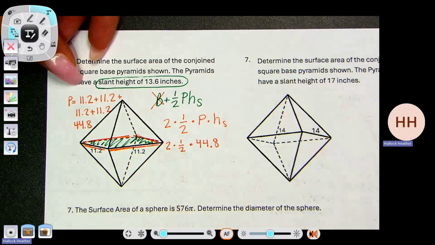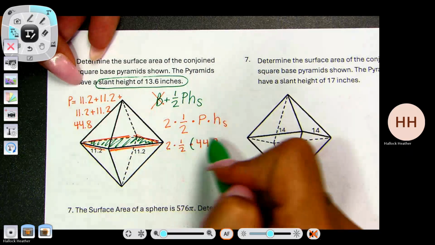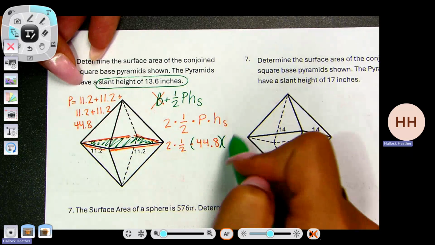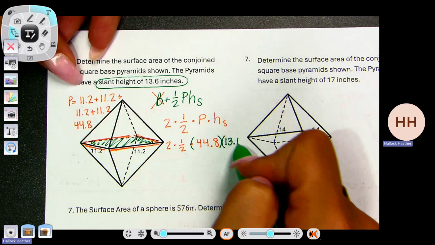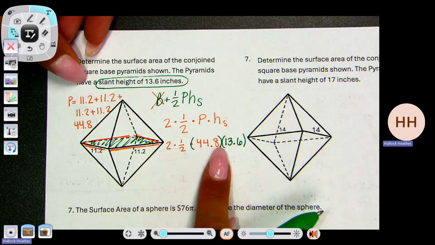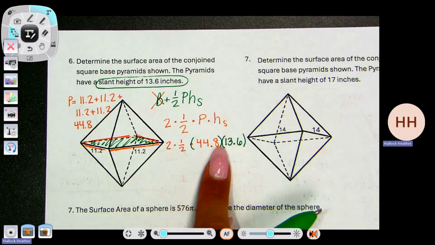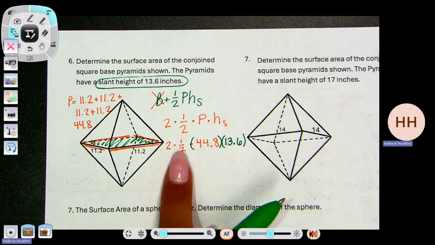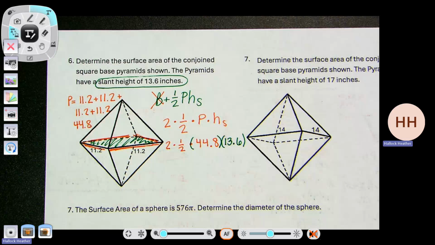And what's my slant height? 13.6. And I don't like the way all those dots look because it's going to get confusing with the decimal. So I'm going to use parentheses. When you plug this into the calculator, you should recognize something that's going to happen. Just take a second, multiply them all together.